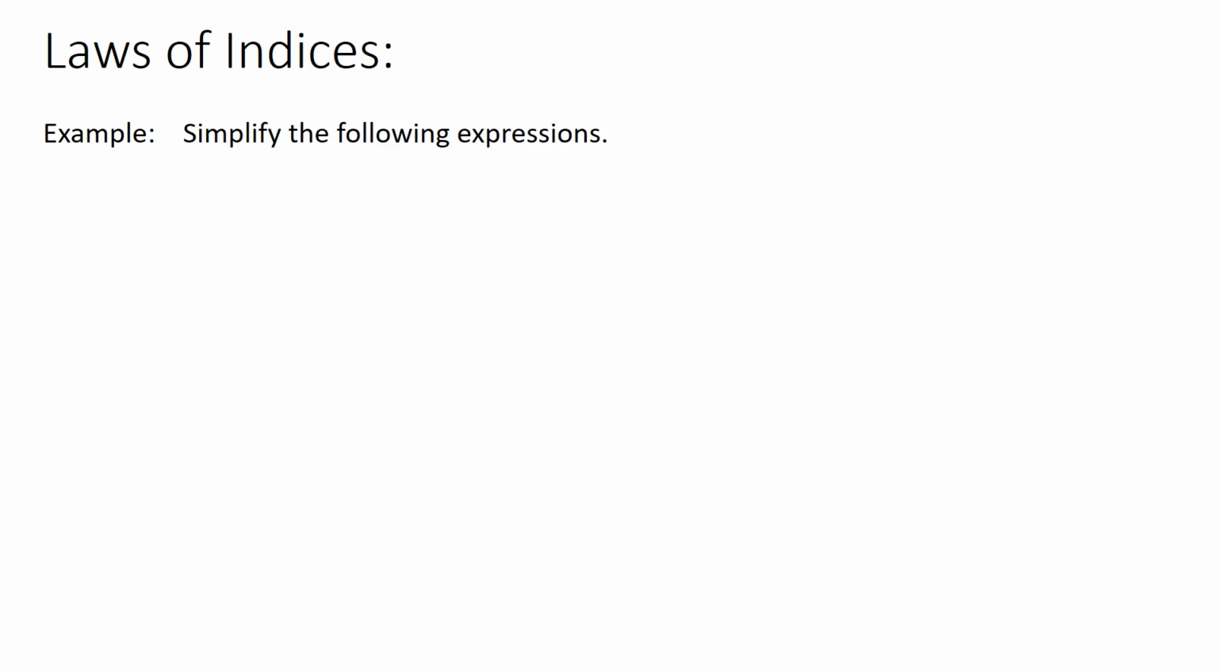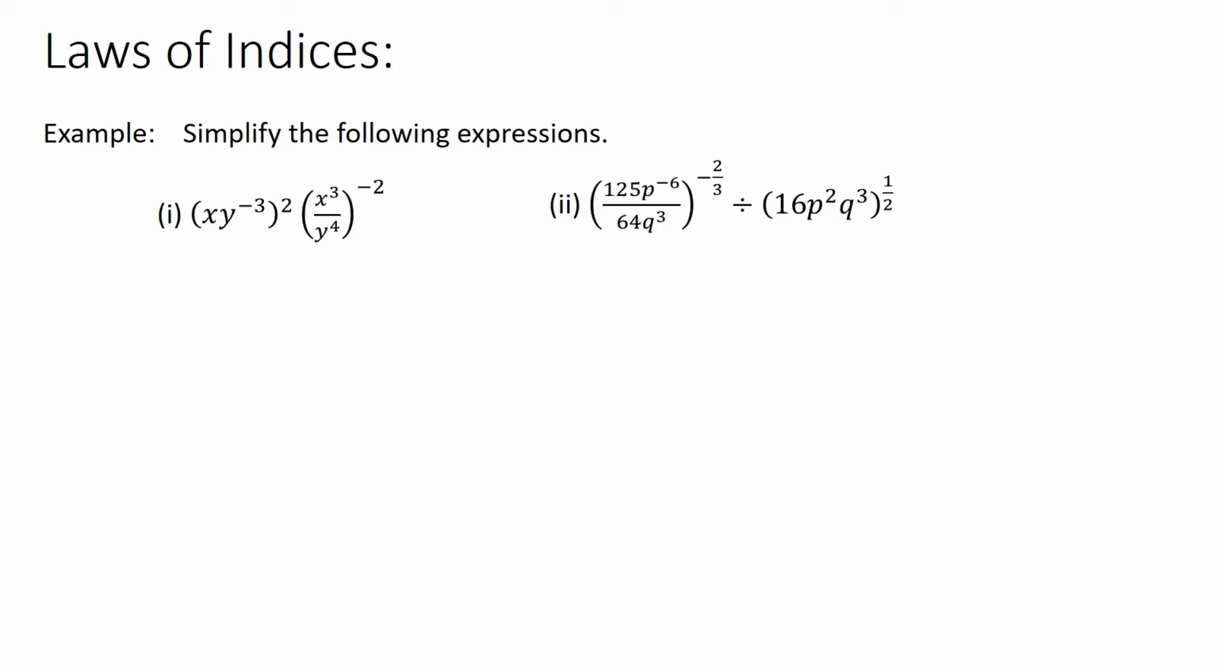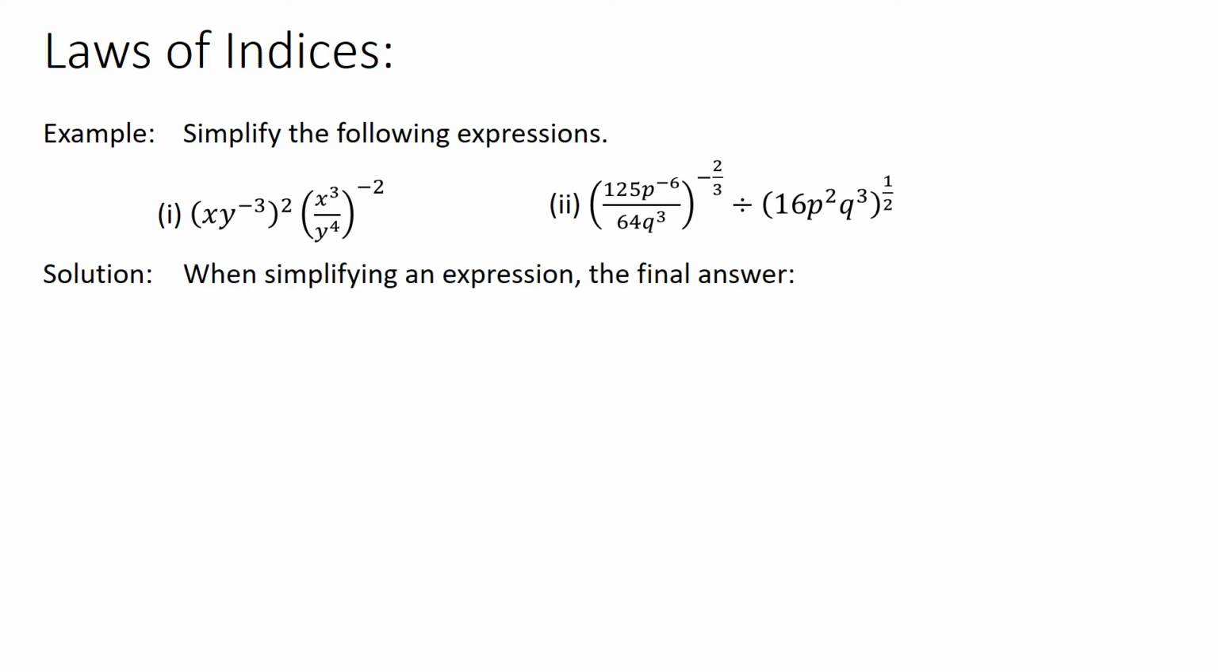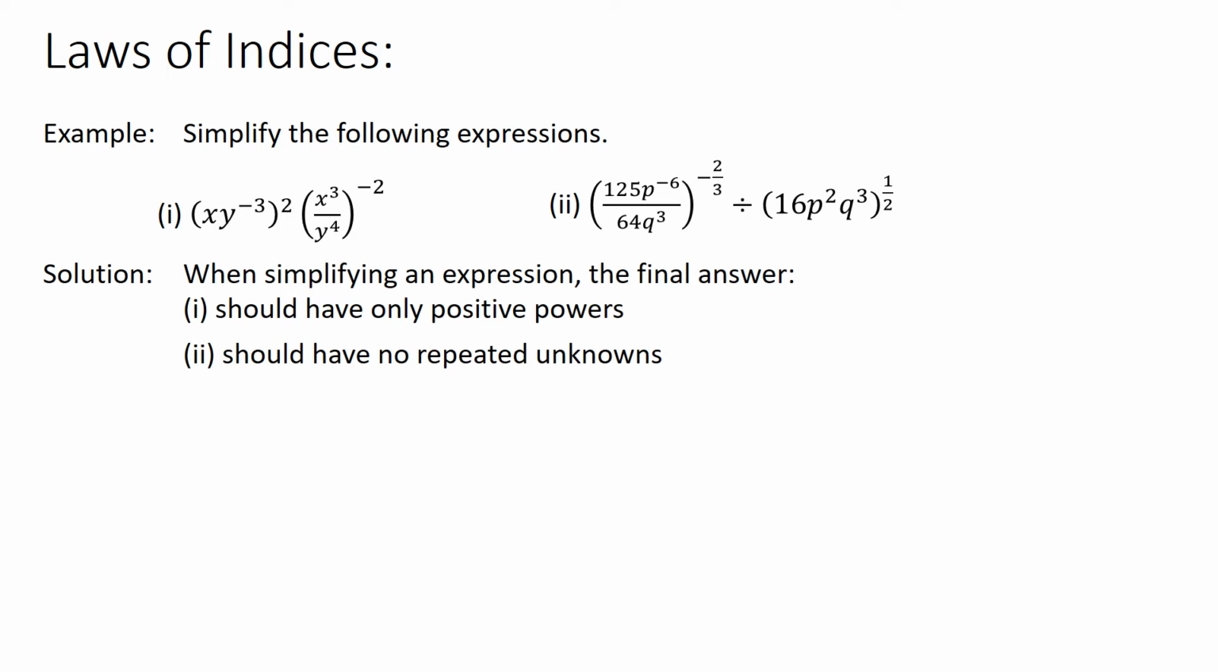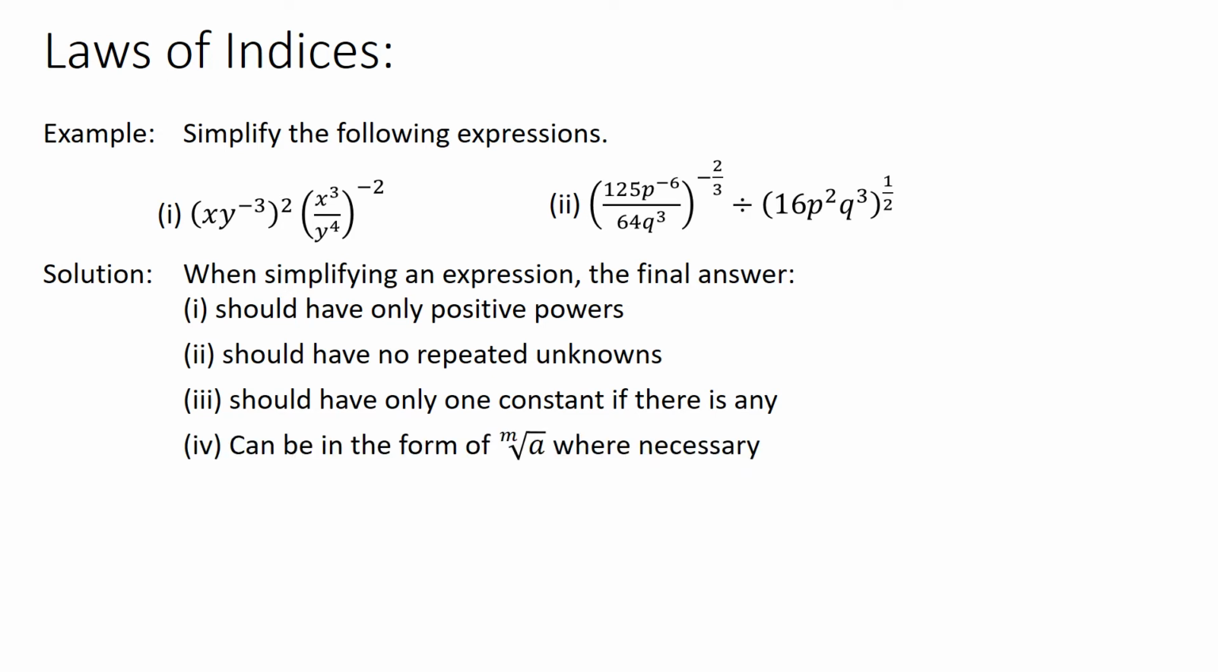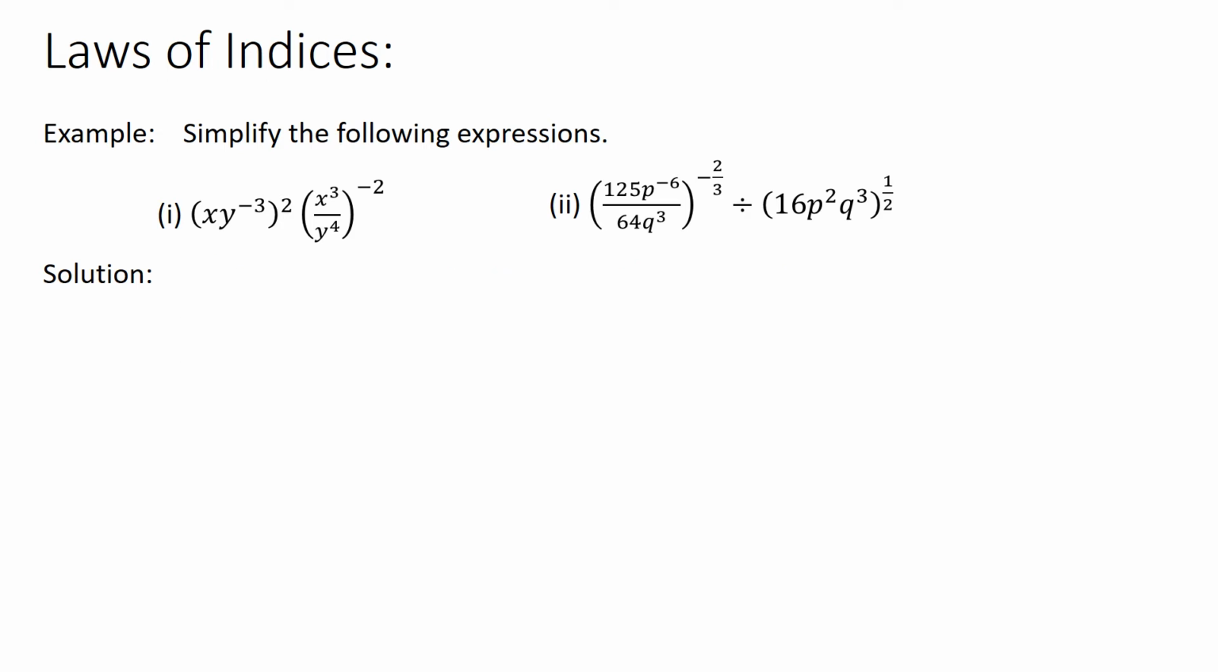Simplify the following expressions. You are given 2 expressions with indices that you need to simplify. Here are some tips for you to get your final answer. Number 1, your answer should have only positive powers. It should have no repeated unknowns. It should have only one constant if there's any. And it can be in the form of m root a where necessary. Here is the solution for this example.